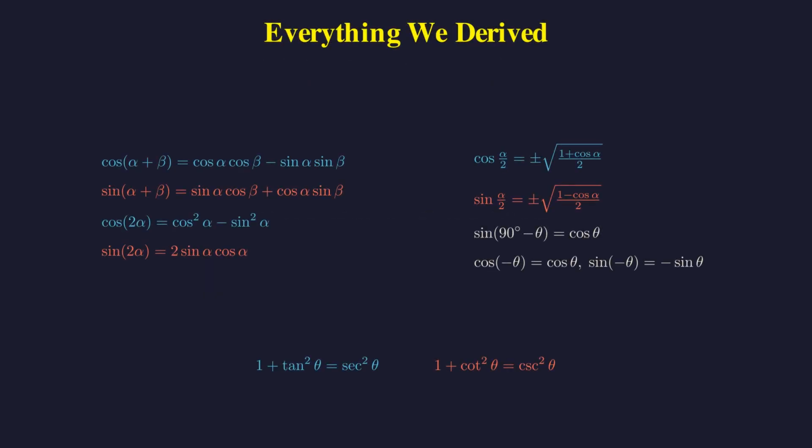Here's everything we derived today. Addition formulas, double angle, 3 forms, half angle, cofunction, product to sum, Pythagorean identities, all 3, all from one circle.